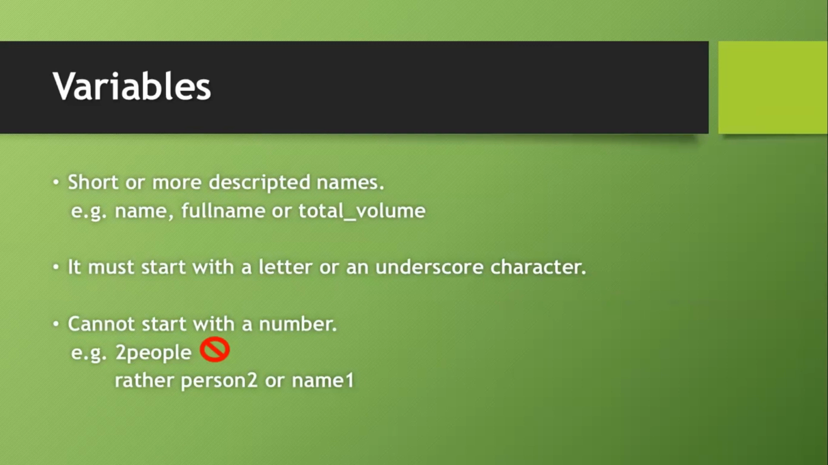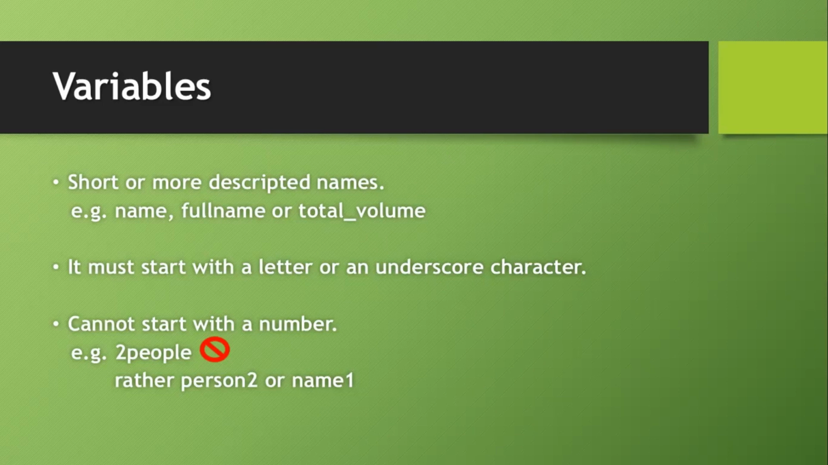So the very first step is that you need to keep short and more descriptive names. In the examples, as you can see, name is a very short type of variable. Then there is full name, which is a little bit descriptive, and then there is total volume, which is again a descriptive name. So you can make variables of two types. One can be a short variable and the other can be a descriptive variable name.